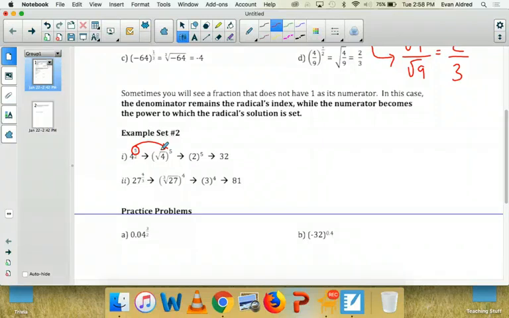Likewise, if we look at 27 with an exponent of 4/3, you'll notice that the 3 becomes our index, the base becomes our radicand, and the numerator becomes the power that we set our answer to. So we solve what's in the brackets first, and we worry about the power at the end. The cube root of 27 we know is 3. 3 to the power of 4 means 3 times 3, which is 9, times 3 again, which is 27, times 3 one more time, which is 81. So 27 with an exponent of 4/3 is equal to 81.